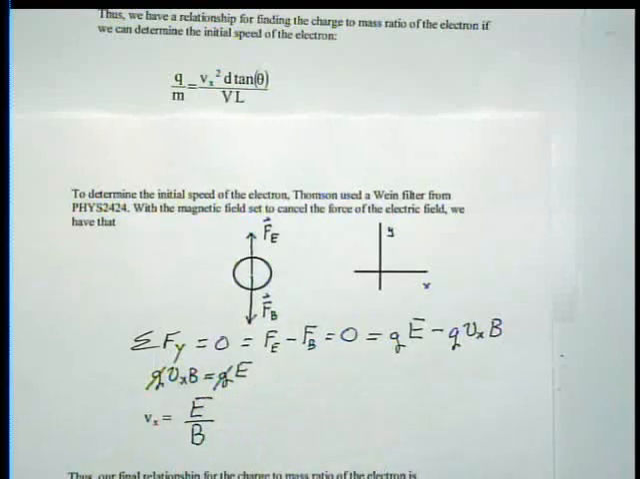Now when you do this, it's called a velocity select. Now the guy who did it was Bean.